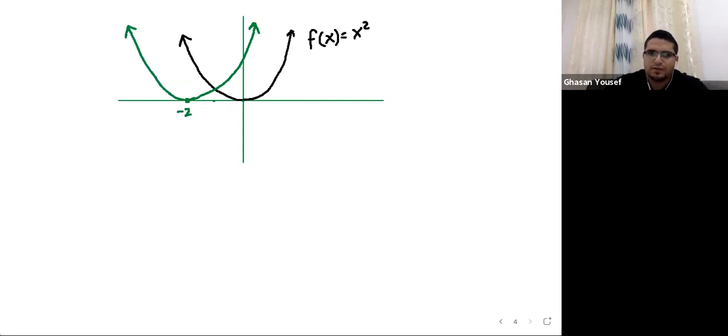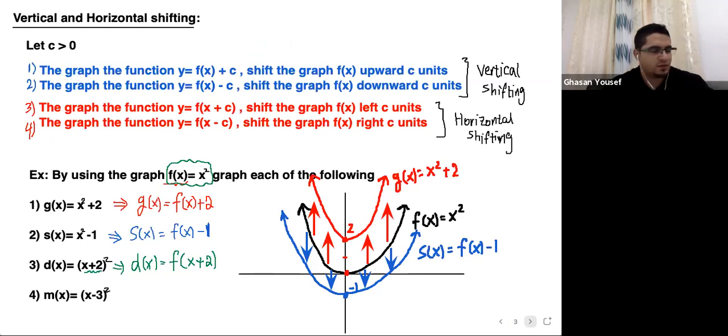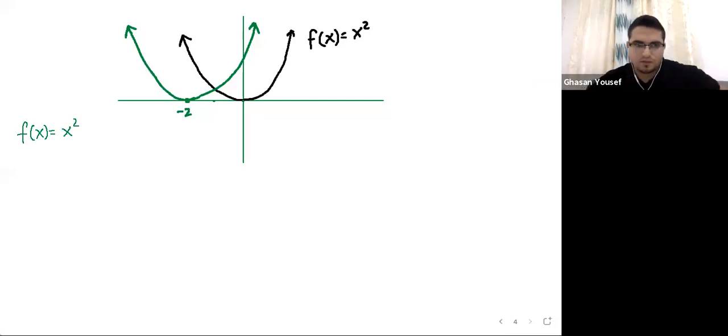What about the exponent? Okay, let me explain it more. So the function is f of x, right? My function is f of x, the original function, equal x squared. Now, they ask me to graph the function d of x equal x plus 2 everything squared. So the question asks me to graph s of x equal x plus 2 squared.